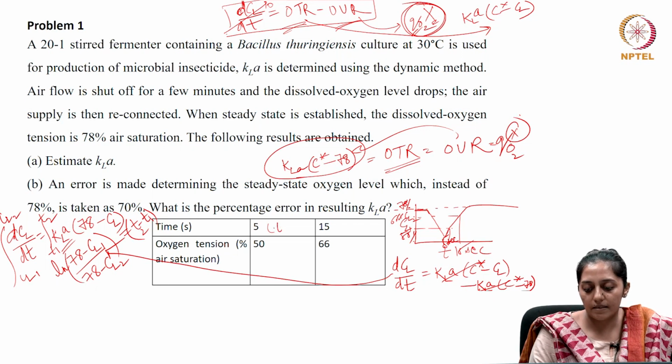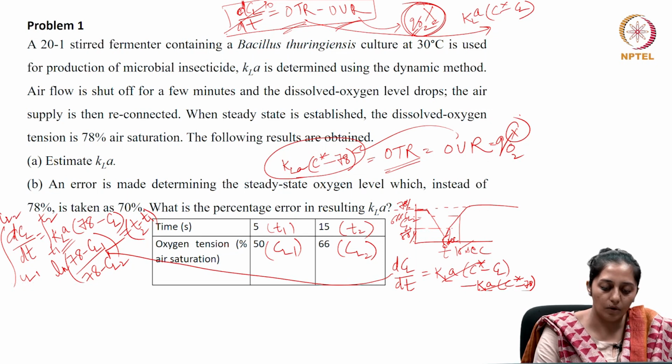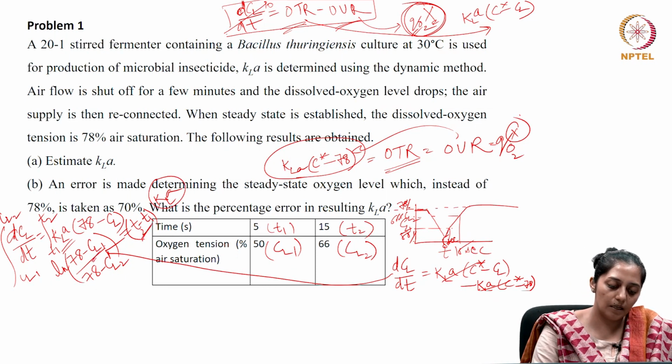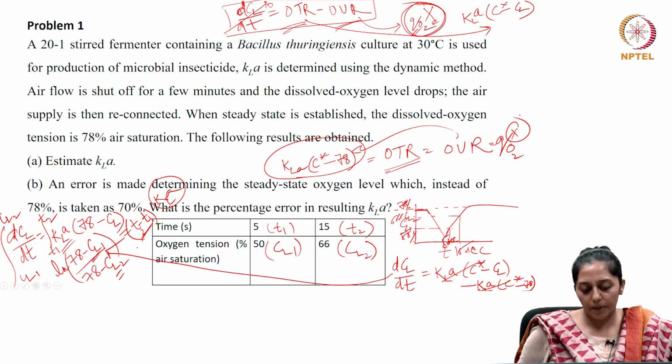Now, let us say this is T1, this is T2, this is Cl1 and this is Cl2. So, if we need to calculate the value of this, it should be multiplied by KLa. Now, if we need to find the value of KLa and we know T2, T1, Cl1, Cl2, KLa can be obtained.